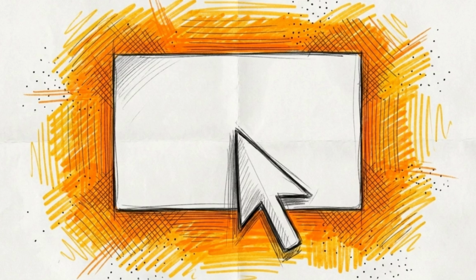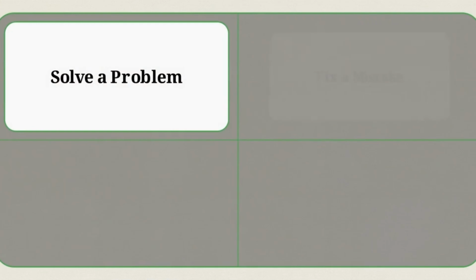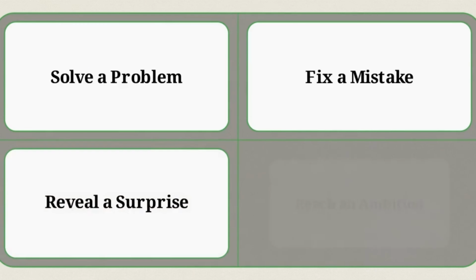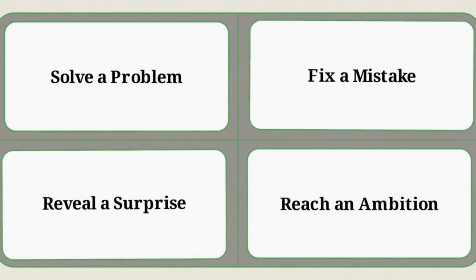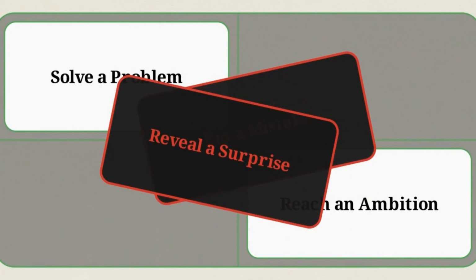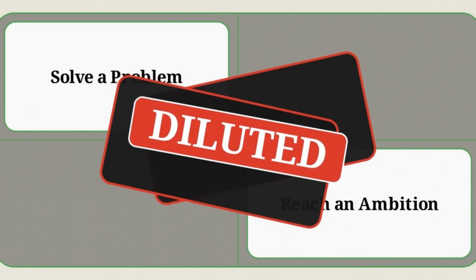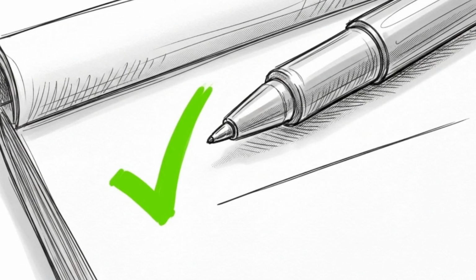Step 2 requires adding a tangible reason for the viewer to click. You have 4 primary angles to choose from: solve a problem, fix a mistake, reveal a surprise, or reach an ambition. Attempting to include multiple reasons creates visual clutter and dilutes the core value proposition. Select exactly one of these 4 angles and write down the specific value you are promising.